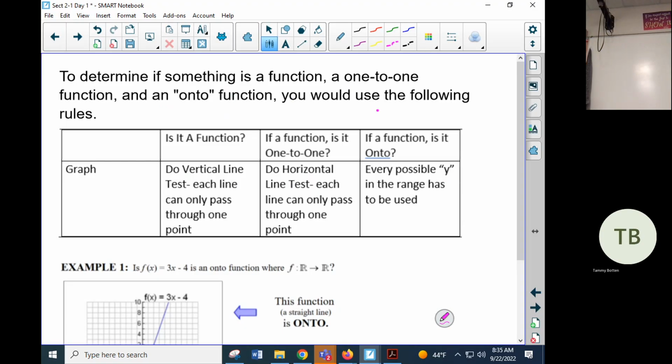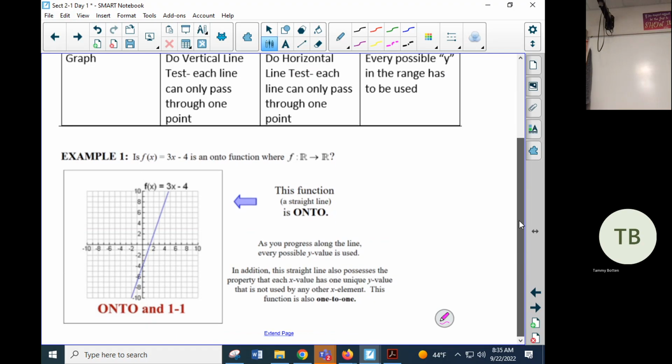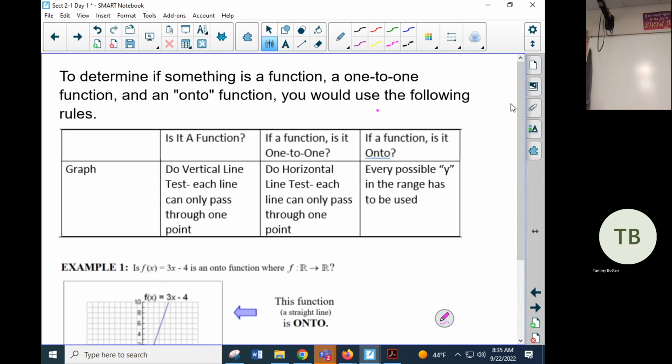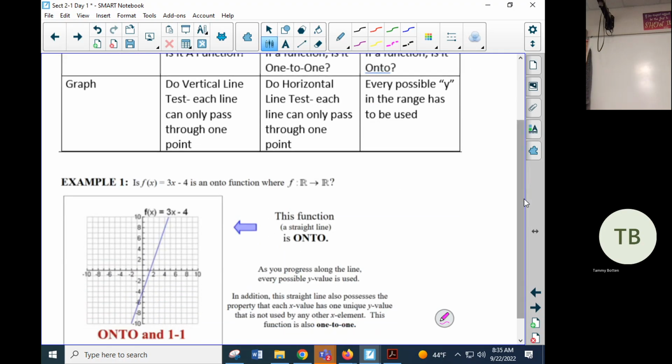Okay, so let's look here. This is where we have a graph. And with a graph, you have to see first if it's a function. And I talked about that. For something to be a function, you want to either draw vertical lines or kind of visualize vertical lines and see, is that vertical line only going to touch the graph in one spot? Okay, so this is a function. Any diagonal line is going to be a function.